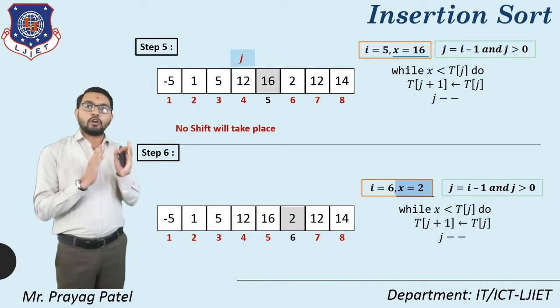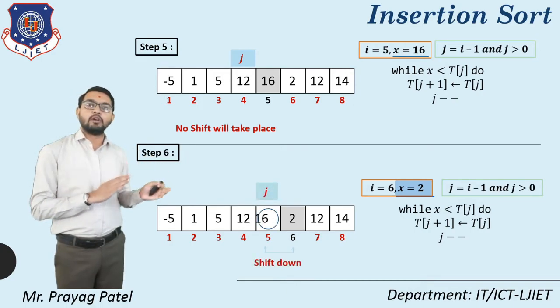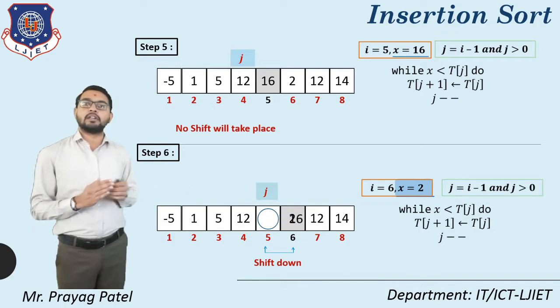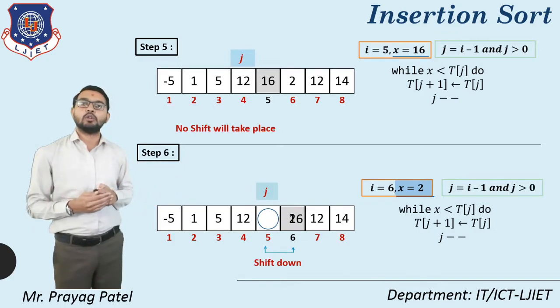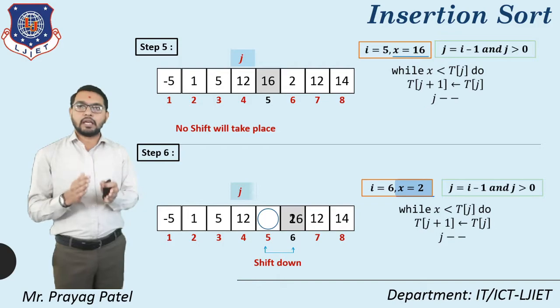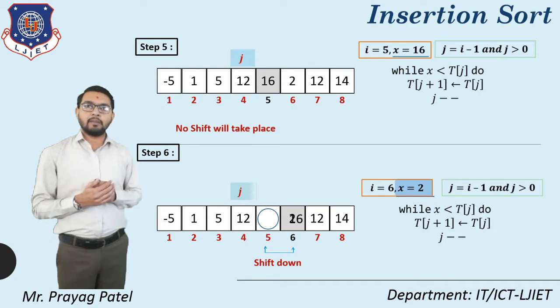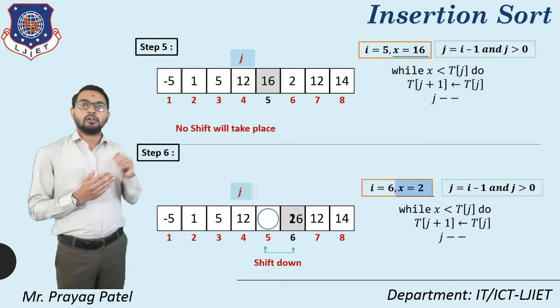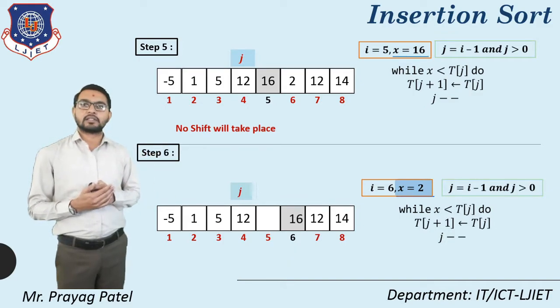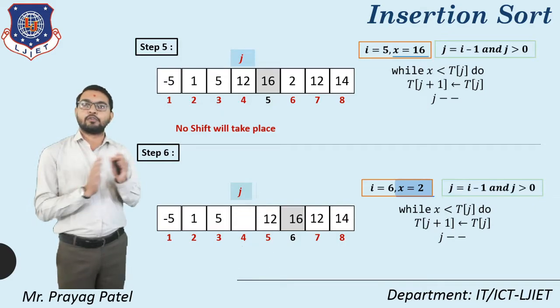Now consider the value of x. x is less than 16. Yes, meaning here consider 16 and the value 2. So right shift operation, or shift down operation, of the 16 value. So put the 16 from location 5 to 6 and consider the value of j as 4 because of decrement of j. So j equal to 4. Now consider the value 12. So 12 is less than 2. Here consider x as 2 and 12 as a[j]. So 2 is less than 12. Yes. Then right shift operation of the 12, or shift down operation for the 12. So 12 moves from location 4 to 5.